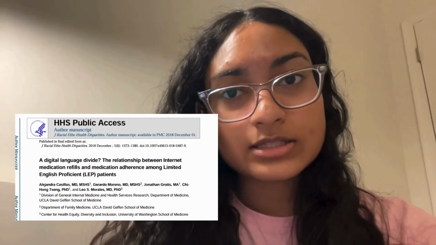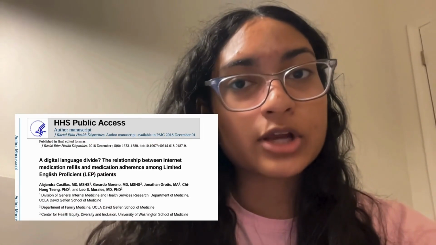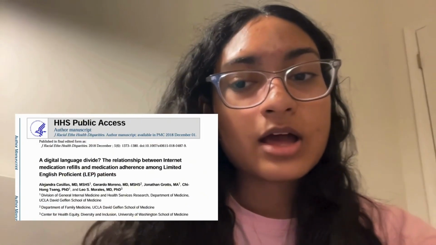If instructions are too complex, unclear, or in a different language, a patient may take the wrong dose or may not even take the medication altogether. A study I found shows just how much language barriers affect medication adherence. Patients with limited English proficiency were less likely to take their medications as prescribed, with adherence rates of 0.901 compared to 0.938 for English-speaking patients.